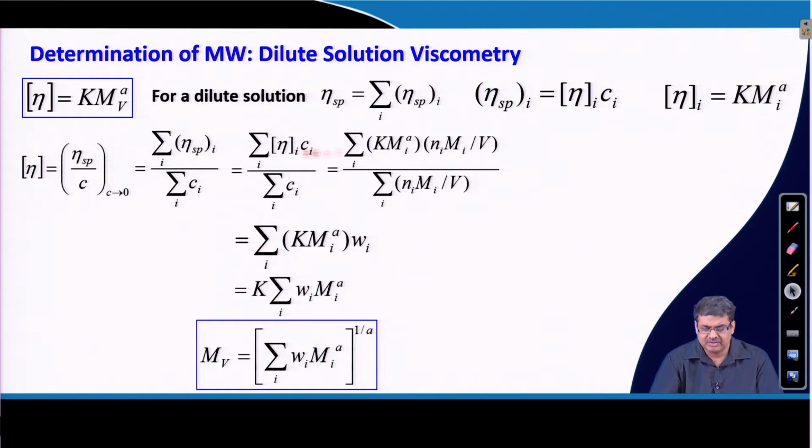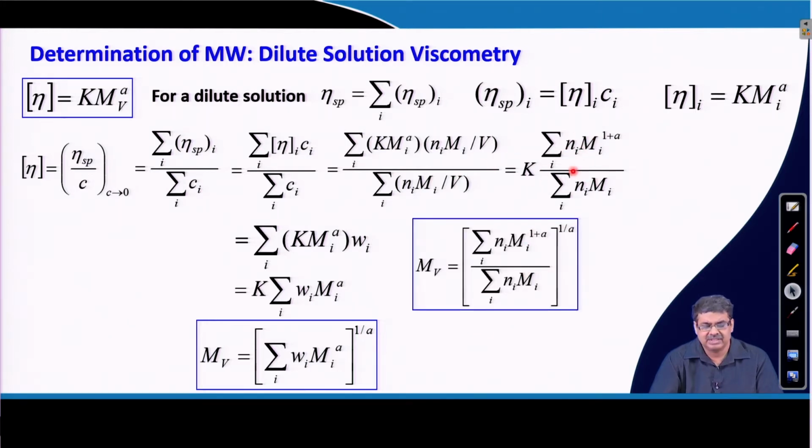Similarly, we can also write concentration in terms of the number of moles of that particular chain, where V is the volume and this is the molecular weight of individual chains. Comparing this expression with this expression, we can write Mv in this way also. These are two equivalent expressions. We generally express it in terms of weight fraction, because this is the easier way: we generally deal with polymer weight samples rather than number of moles when we make a solution.